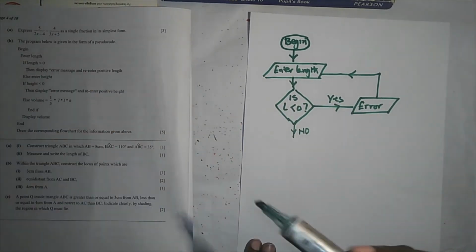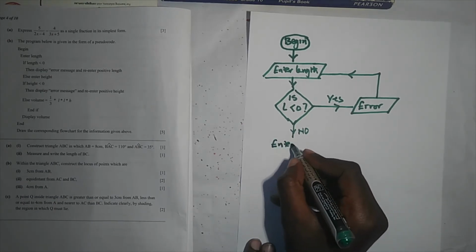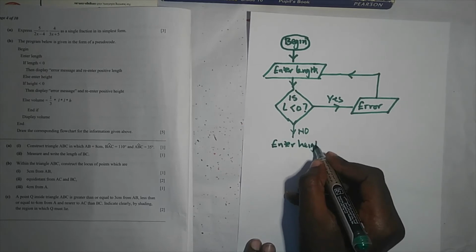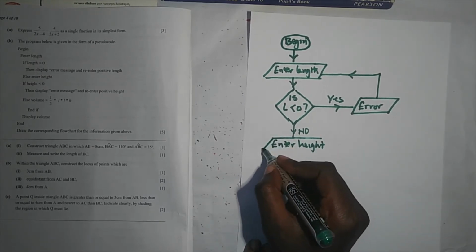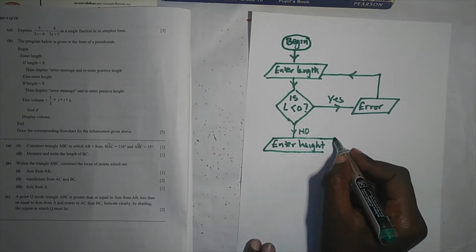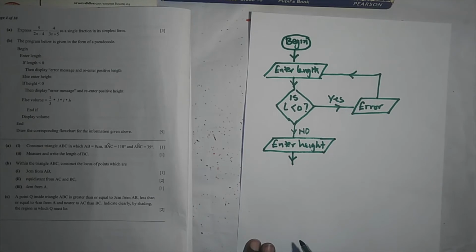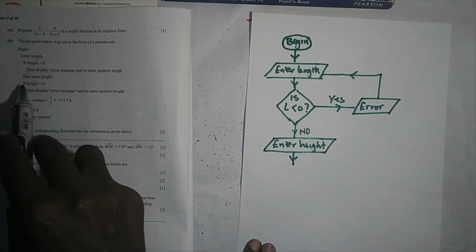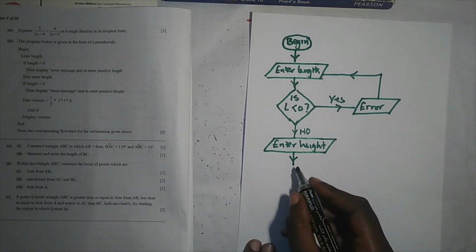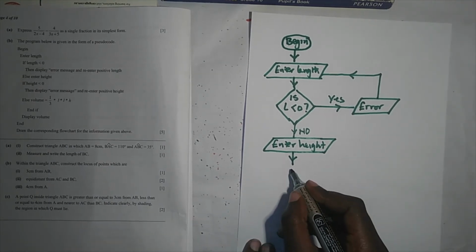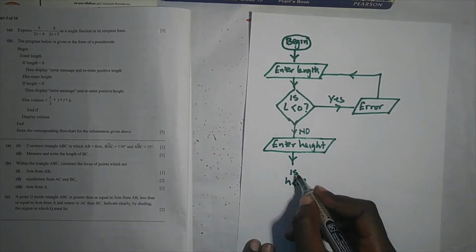Else enter height. So here we are going to have enter height, which will go into a parallelogram, and then you are going to have an arrow going down. The next statement is an if statement: if the height is less than 0. So we are going to have a question here. We'll change the if to is: is the height less than 0?